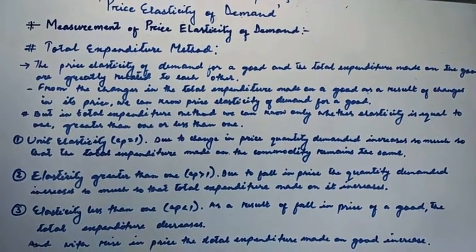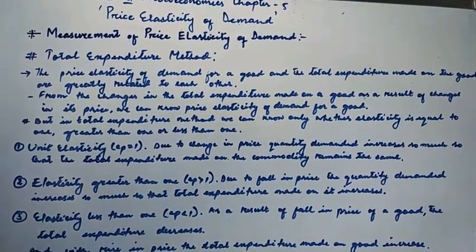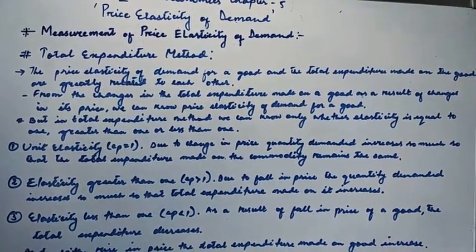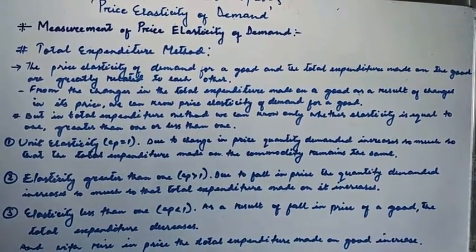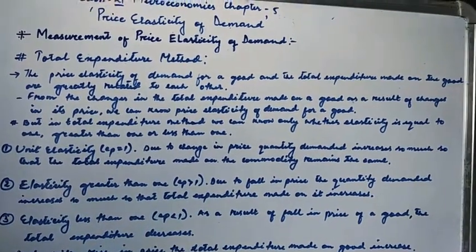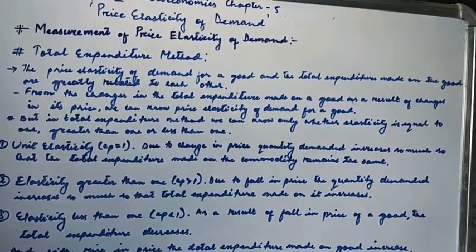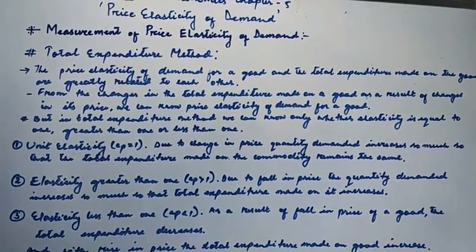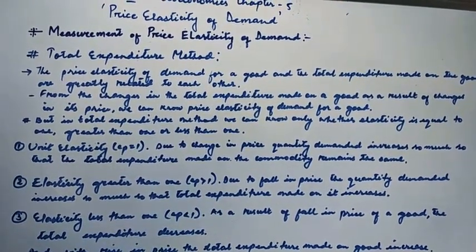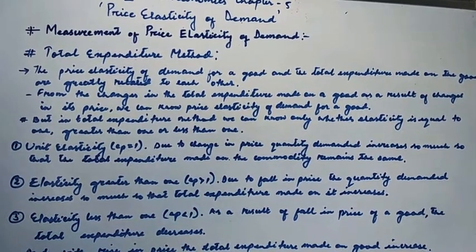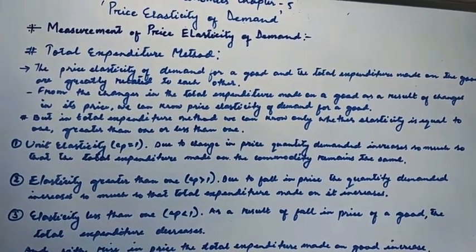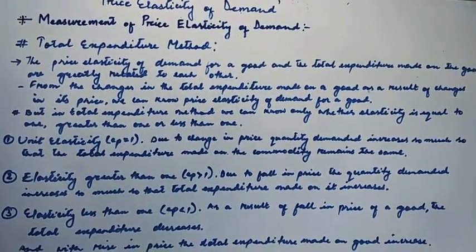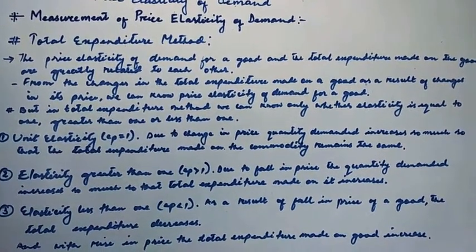So we have just finished discussing how price elasticity of demand is measured through the percentage method, and we have done some numerical problems. So moving on ahead, we have to discuss the total expenditure method. How total expenditure method is used to measure the price elasticity of demand. This total expenditure method is also known as the total outlay method.